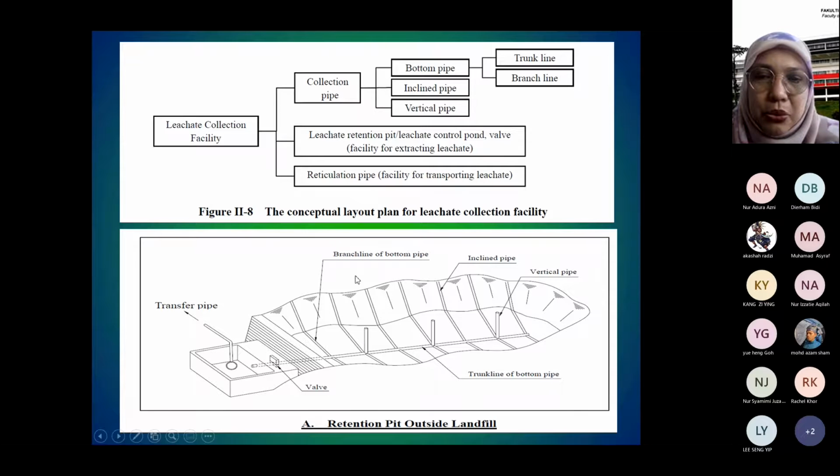So this picture shows the trunk line bottom pipe being placed, and then the branch line at the bottom, and then at the side of the cell would be inclined pipe, and there are also vertical pipes in the center of the cell. So this is how the pipes are placed at the landfill cell.